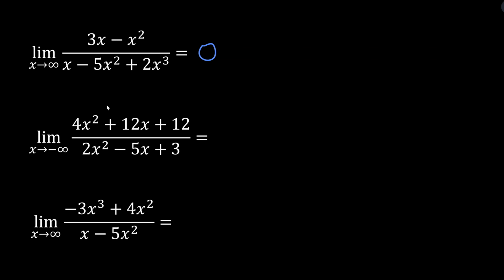And the next one, what do we got? Power 2, power 2. Degrees are both 2. They're the same. So I'm going to take the ratio 4 over 2, which is equal to 2. And that's the limit. And it doesn't matter whether we're going to negative infinity or infinity. We're dealing with rational functions. In these cases where these do have horizontal asymptotes, it's actually pretty easy.